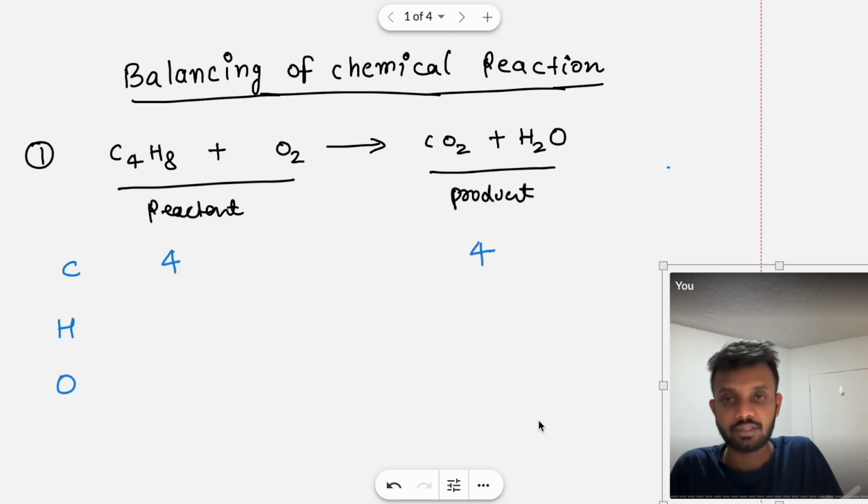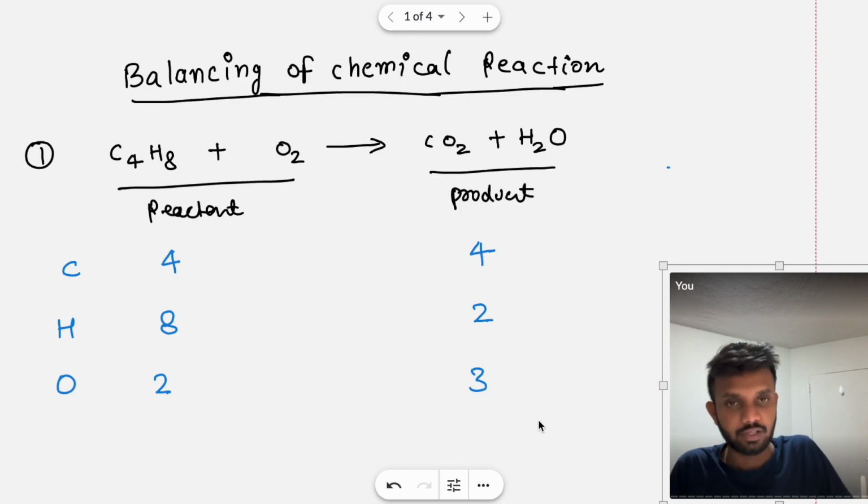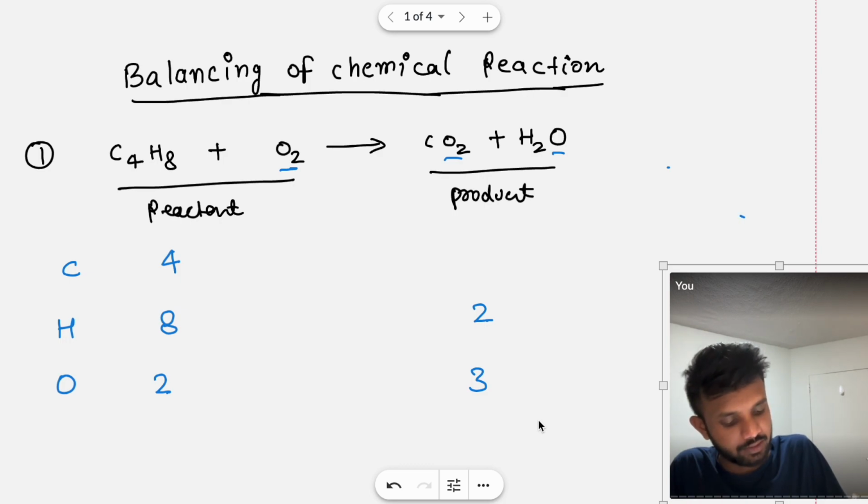The same way, the number of hydrogens on the reactant side is 8. On the product side, it is 2. The number of oxygens on the reactant side is 2 and the number of oxygens on the product side is 3, right? So there are 3 oxygens on the product side and on the reactant side we have 2 oxygens, right? So now, oh sorry, the number of carbons in the product side is 1, right?